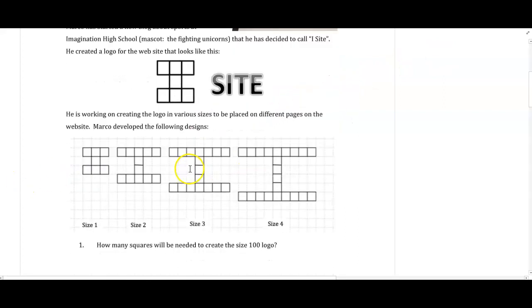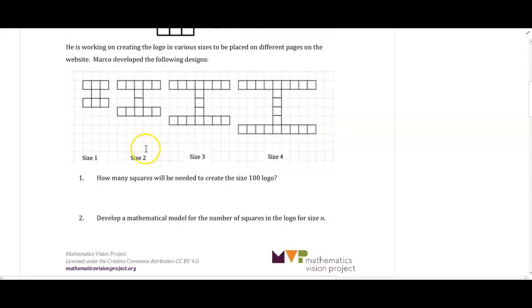Now, he is working on creating the logo in various sizes to be placed on different pages on the website. He developed the following designs. So you have size 1, size 2, size 3, size 4. So, how many squares will be needed to create the size 100 logo?